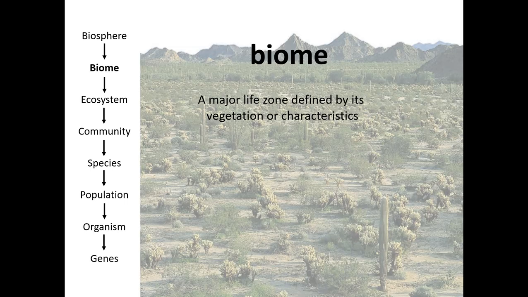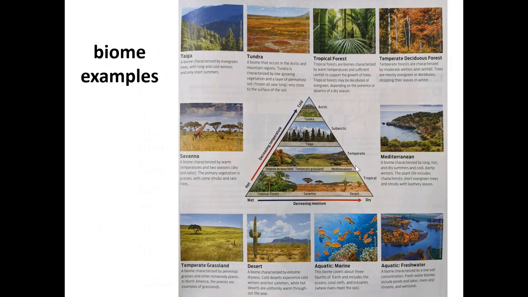A biome then is a major life zone defined by its vegetation or characteristics. Some examples of biomes, and this is from your textbook: we have things like the taiga, tundra, and I'm sure you guys have learned these things before, but tropical forests, deciduous forests, freshwater and oceanic environments, desert, grassland, savanna, etc.